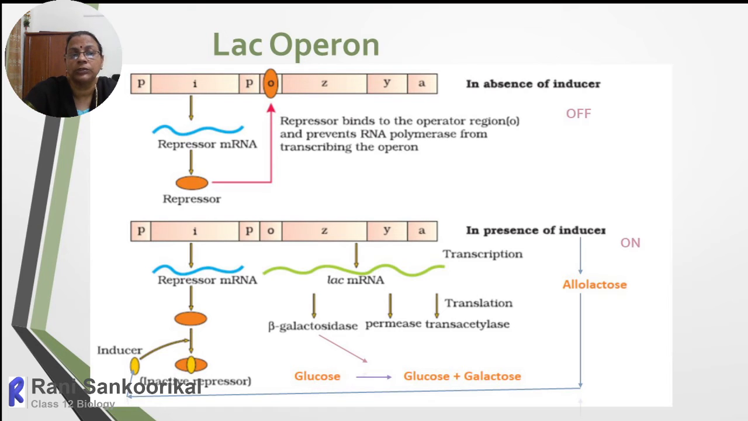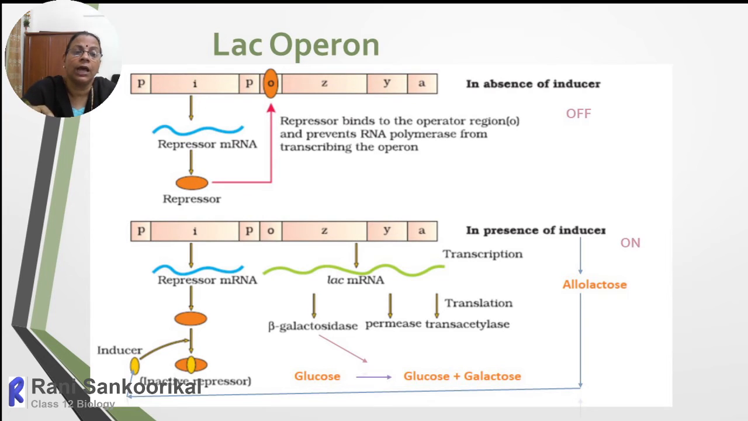That allolactose will bind with the repressor and make the repressor inactive, or we can say it makes the repressor incapable of binding to the operator. So in the presence of the inducer, allolactose binds with the repressor and forms an inducer-repressor complex, which will make the switch on.